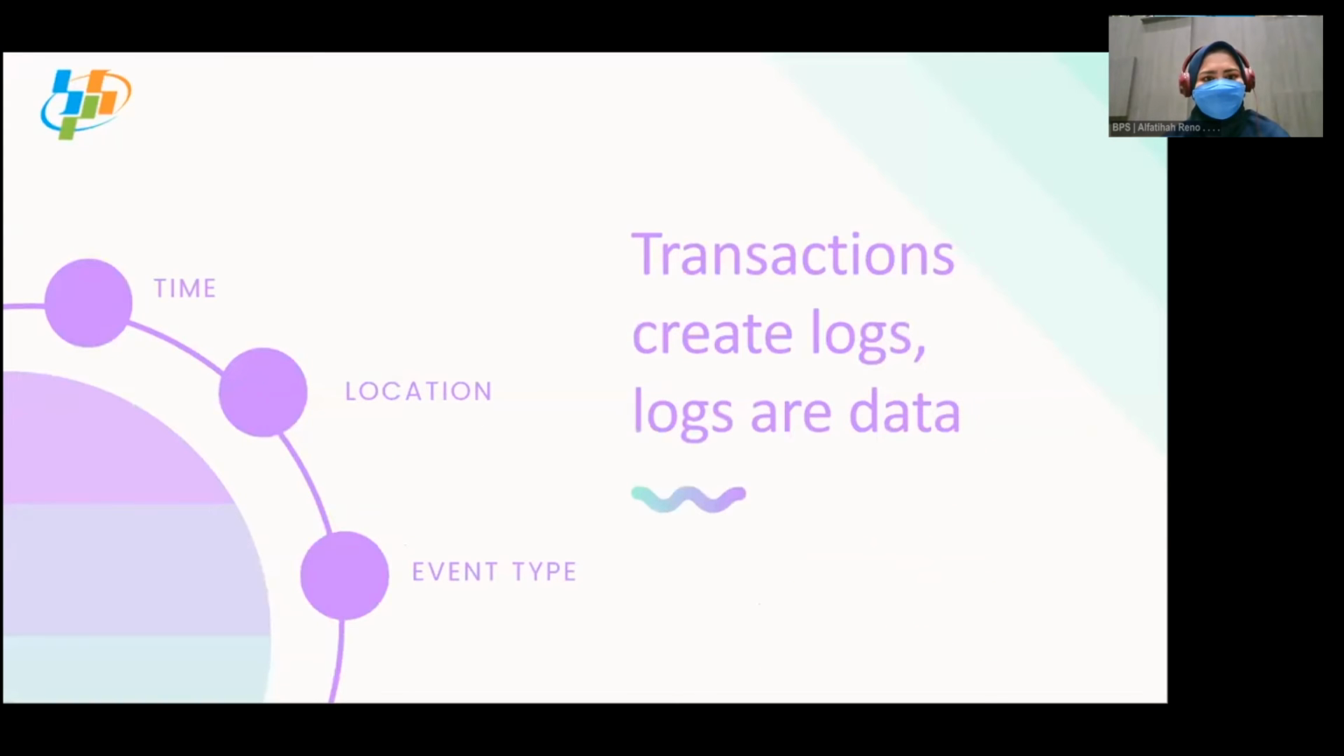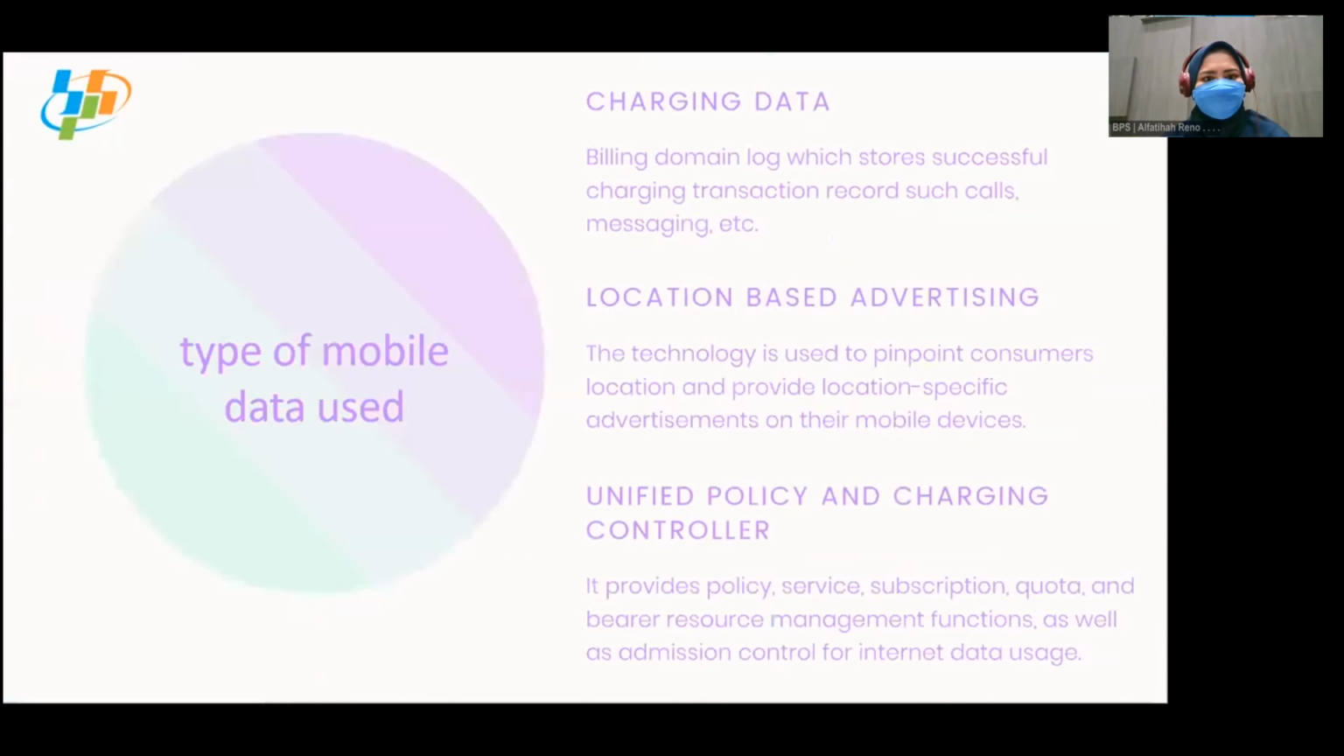In summary, the mobile data we use is a record of cell phone usage consisting of information on time, location, and event type. This information is based on transactions of cell phone usage. These transactions create logs, and we use the logs to get data. For the type of mobile data that we use, there are 3 types. First, charging data, then location-based advertising, and the last, unified policy and charging controller.